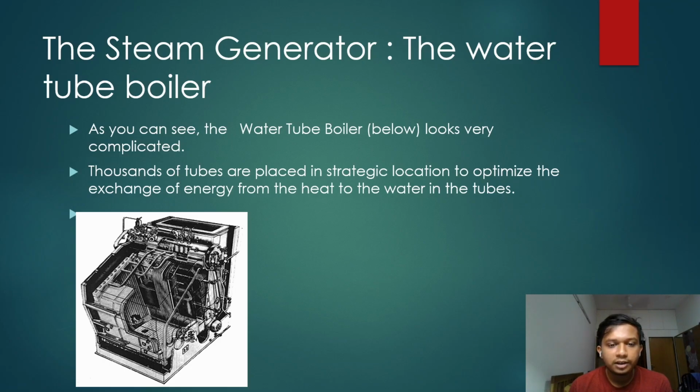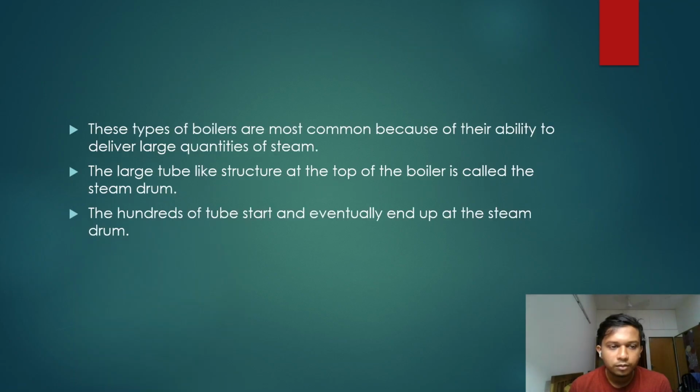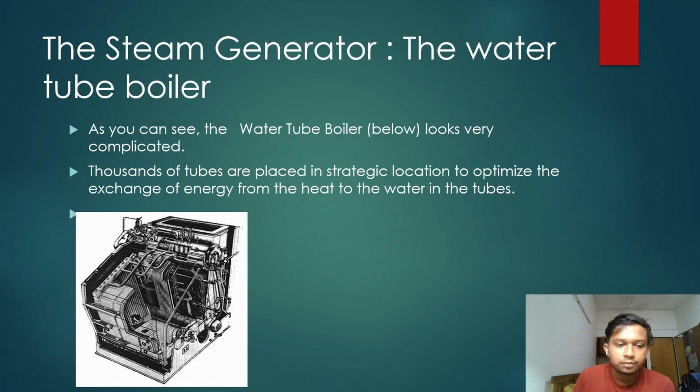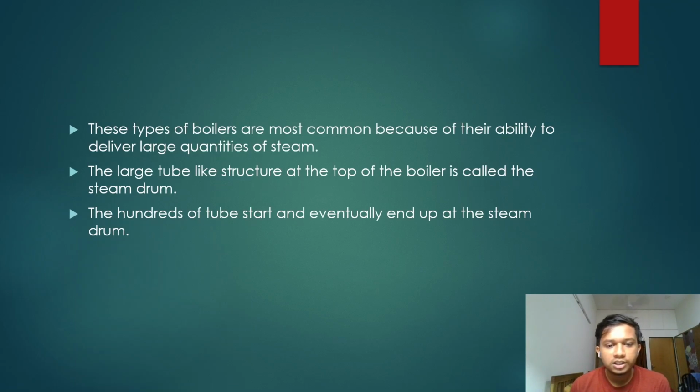Thus, tubes are placed in strategic locations to optimize the exchange of energy from the heat to the water in the tubes. These types of boiler are most common because of their ability to deliver large quantities of steam. The large tube-like structure at the top of the boiler is called a steam drum. As you can see here, the hundreds of tubes start and eventually end up at the steam drum.